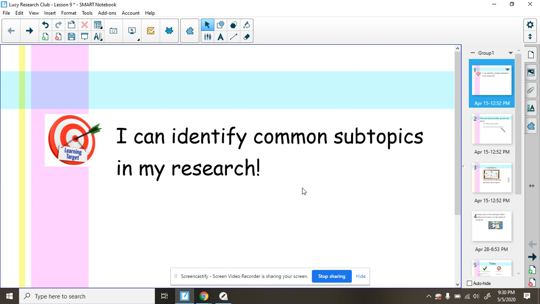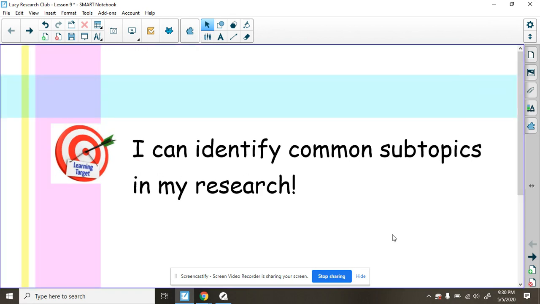Hey, boys and girls. We're going to continue today with our animal research unit. And our learning target today is: I can identify common subtopics in my research. Some of you might remember doing this when we were researching penguins last week or 2 weeks ago. So this might be fairly easy for you.